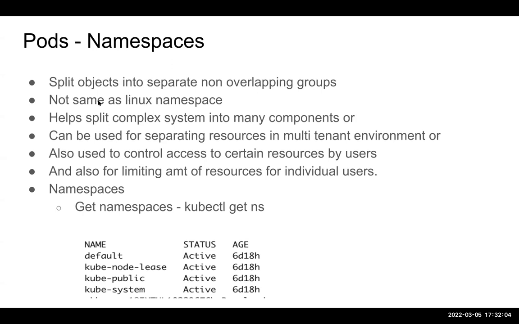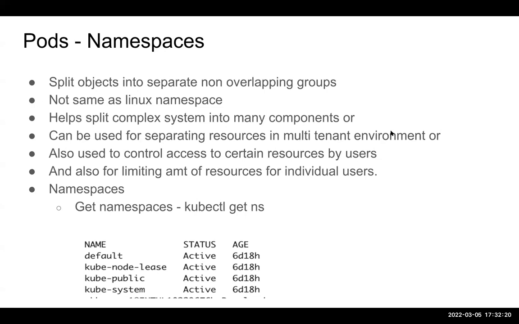It's known as, if you know Linux namespace, it's not that. It helps. So there are multiple use cases why you might use a namespace. It helps split a complex system into many components. That's one possibility. It can be used for separating resources in a multi-tenant environment.